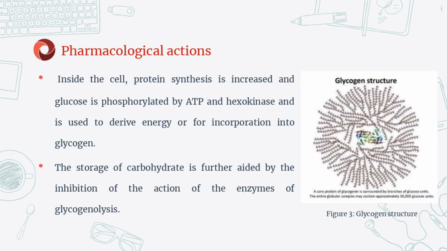Still on the pharmacological action of insulin, protein synthesis is increased and glucose is phosphorylated by ATP and hexokinase. It is used to derive energy into glycogen. This all takes place inside the cell. On the other hand, the storage of carbohydrates is further aided by the inhibition of the action of the enzymes of glycogenolysis, the process of breaking down glycogen into glucose to provide immediate energy. Figure 3 illustrates the glycogen structure.